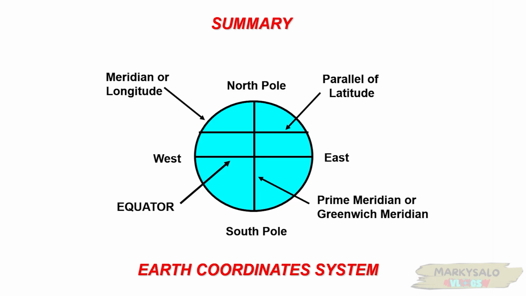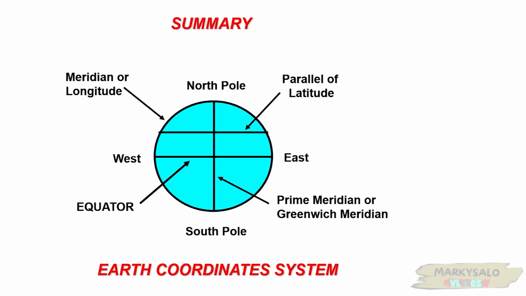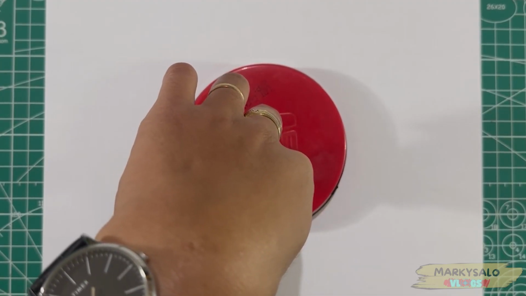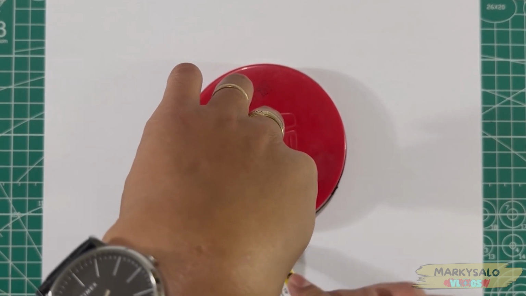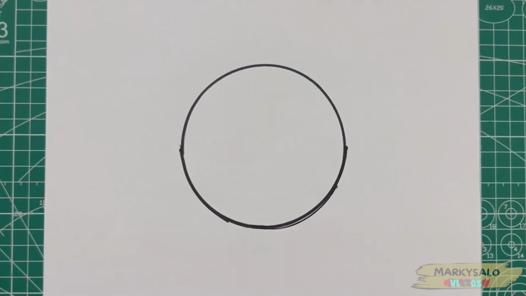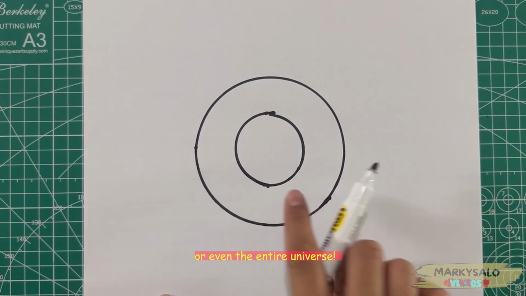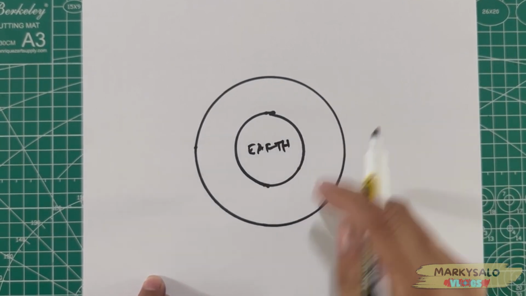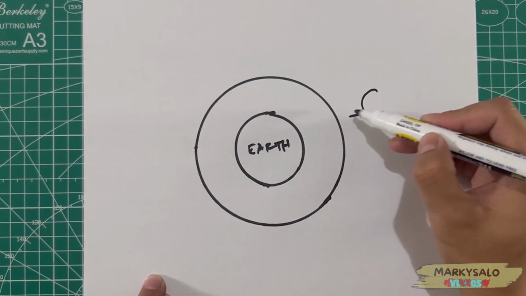To summarize the parts of the Earth coordinate system, simply refer to the figure. Once again, the main purpose of this Earth coordinate system is to locate or pinpoint our location on Earth. You know what, guys? The reason I love celestial navigation is because I can show the whole Earth, or even the entire universe, by just a simple circle. Yes, you heard it right. Isn't that cool, guys? Diba astig?